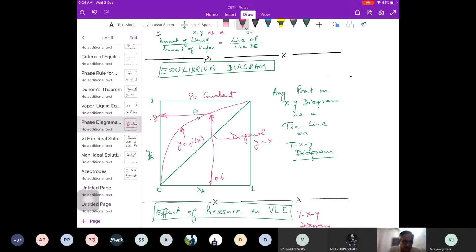So this is called an equilibrium diagram because it shows at equilibrium what is the composition of liquid and what is the composition of the vapor in equilibrium with the liquid. Any point if you take here, it will tell what is the vapor composition, what is the liquid composition. On the y-axis you will get vapor composition, on the x-axis you will get liquid composition in equilibrium with that vapor.